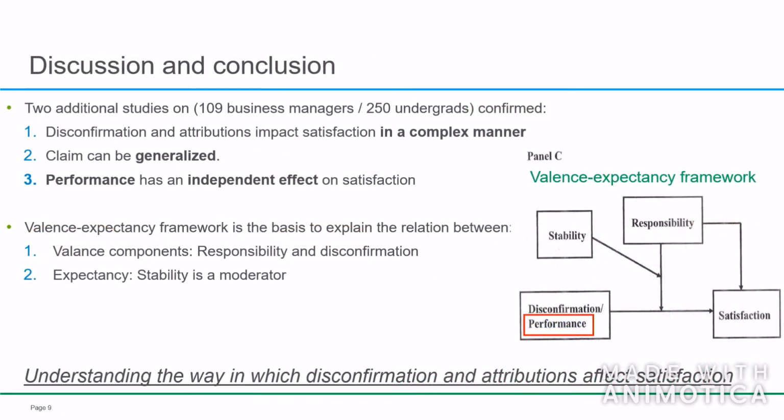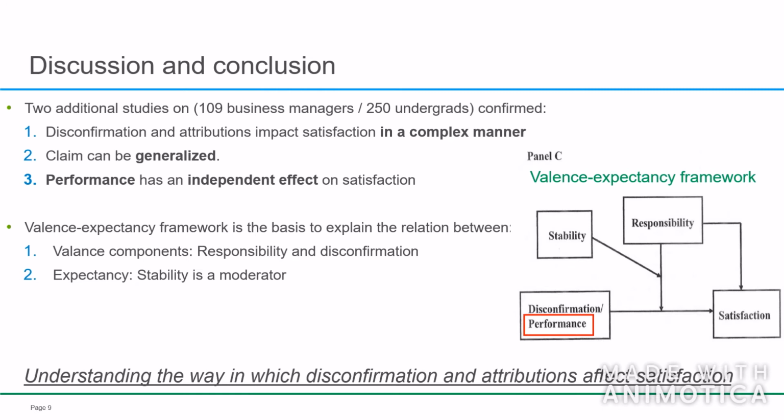As for the discussion, these studies conduct a survey that consisted of 109 business managers and 250 undergrad students, where business managers evaluated an actual business partner, and undergrads evaluated the recent purchase that they had made. So, what they found from the survey was both represent identical patterns, which is the same as what they claim, that is, disconfirmation and attributions impact satisfaction in a complex manner, which is, as you can see from the framework, a three-way interaction has occurred.